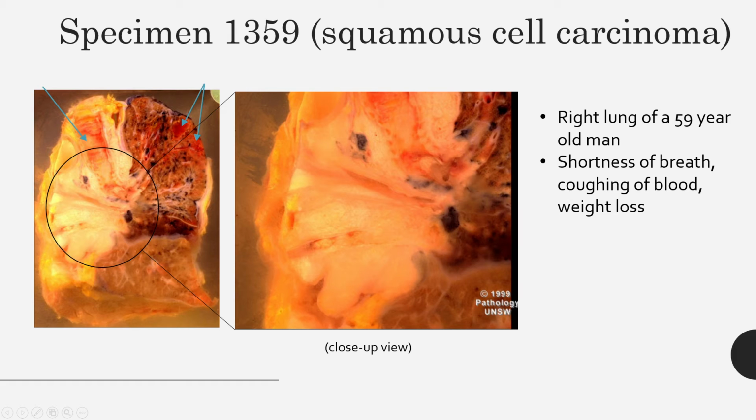The second specimen we will be looking at is specimen 1359. This is an example of squamous cell carcinoma, another type of non-small cell carcinoma. On the left of your screen is the right lung of a 59-year-old man who complained of worsening shortness of breath, coughing of blood, and weight loss, which are all characteristic symptoms of lung cancer, as we have explored earlier. X-rays revealed a tumor in his airways, which was confirmed by bronchoscopy and biopsy.